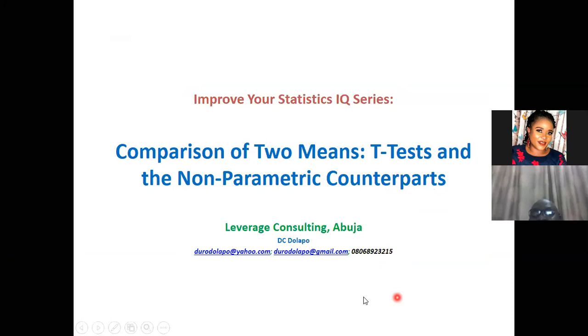Yes. So we'll be looking at comparison of means. Two means. We're going to see that it's all about two means. Even if it is one sample, it's about two means. Even if it is paired sample, it's about two means. Even if it is independent, it's about two means.